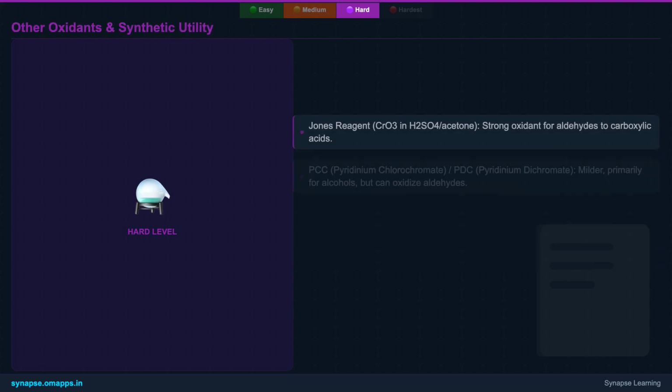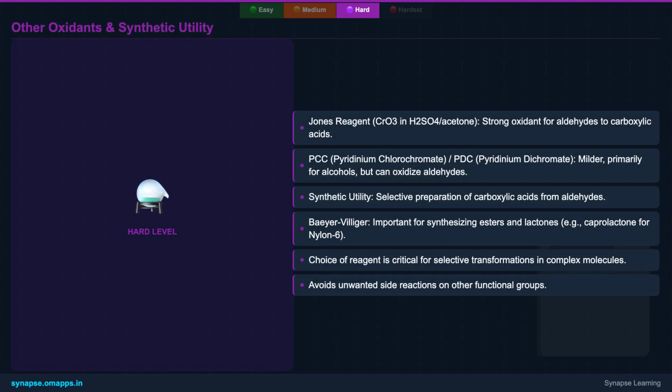We also encounter chromium-based reagents like Jones reagent, which are strong oxidizers for both alcohols and aldehydes. Understanding the spectrum of oxidizing agents, from mild to strong, and their specific applications, is crucial. The synthetic utility of these reactions lies in selectively preparing carboxylic acids, esters, or even lactones, often without affecting other sensitive functional groups in the molecule.